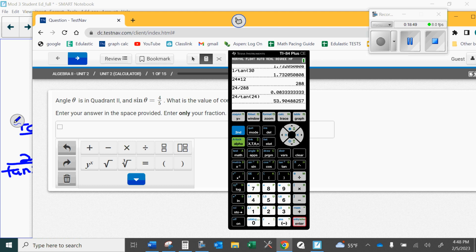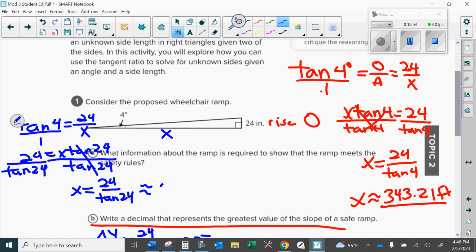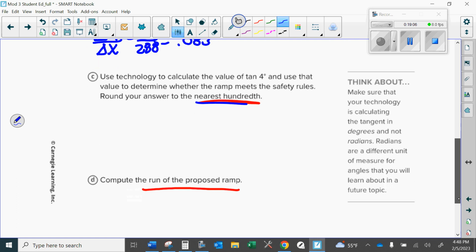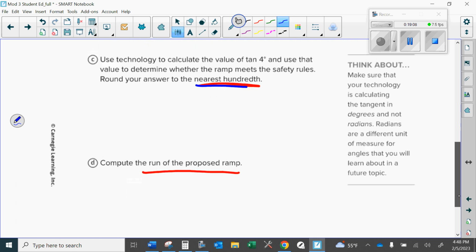53.9. So is that less than 288? Yes, it is. So that definitely satisfies. It's less than 288. Okay.